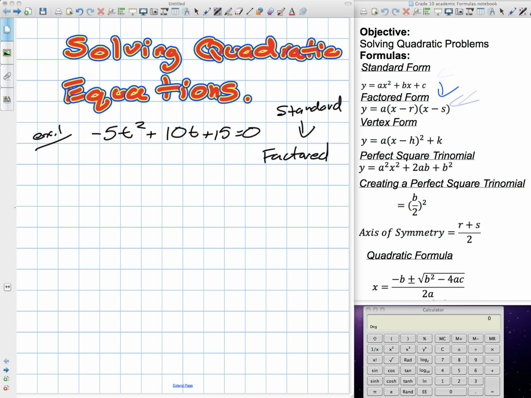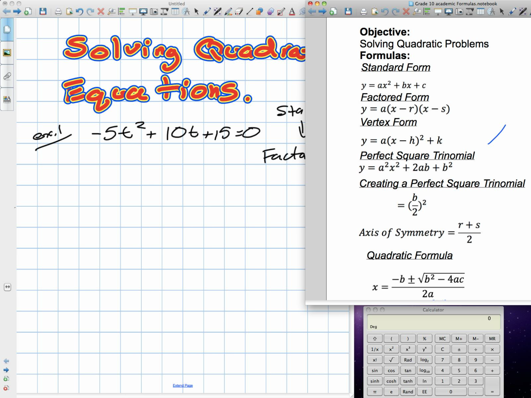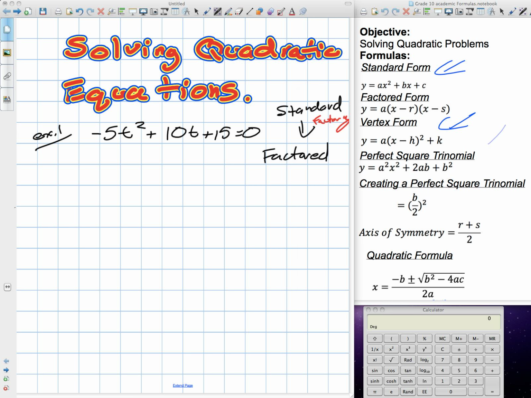Factoring. We would use factoring to go to factored form. Then, another option to solve something is to go, where is it? Vertex form. There it is. Go from standard form to vertex form. And when doing that, that's what we did yesterday, right? The process we would use is completing the square.